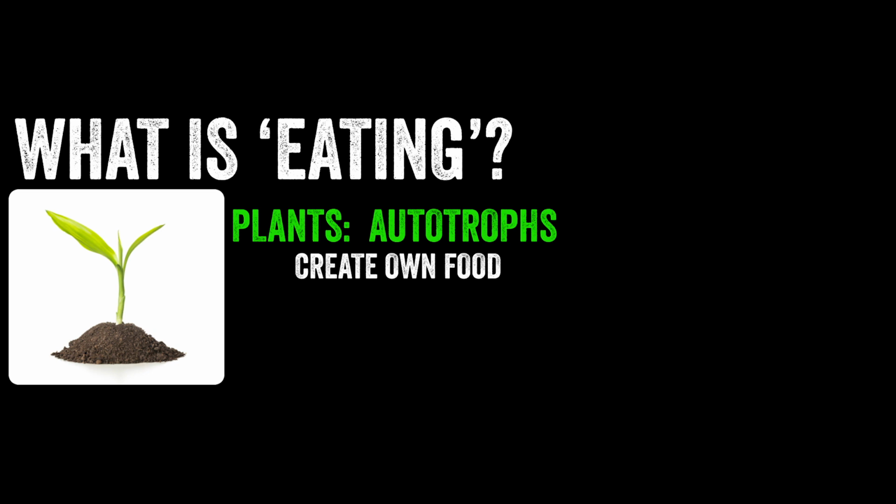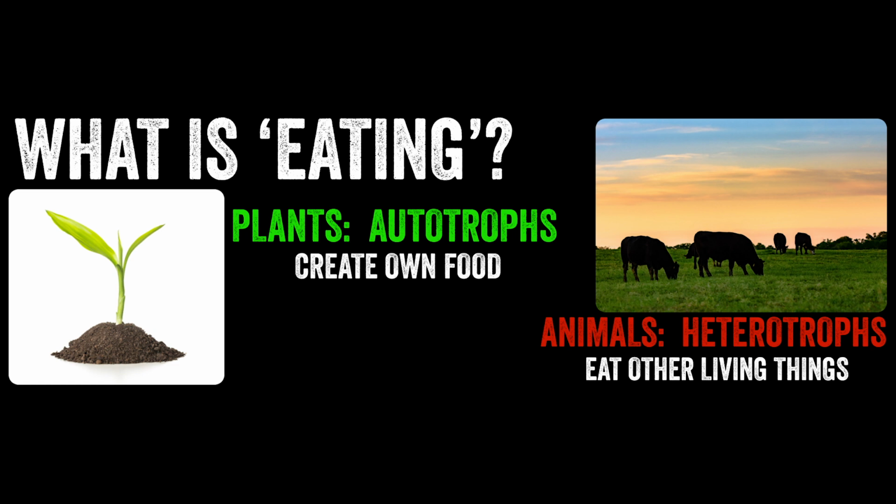What is eating? So plants are autotrophs. Plants make their own food. Animals, on the other hand, are heterotrophs, which means they have to continually eat other living organisms just to be alive. That's right, you and I are animals, and we're only alive because we constantly eat other living things. That's just how the system works.